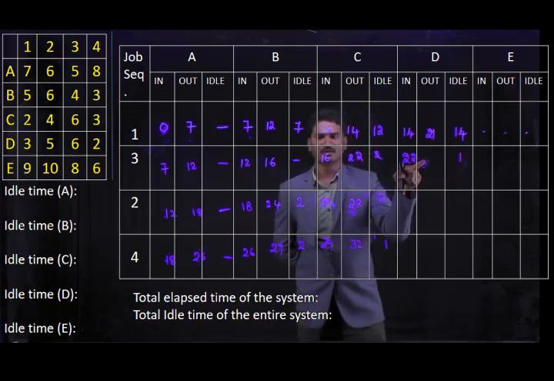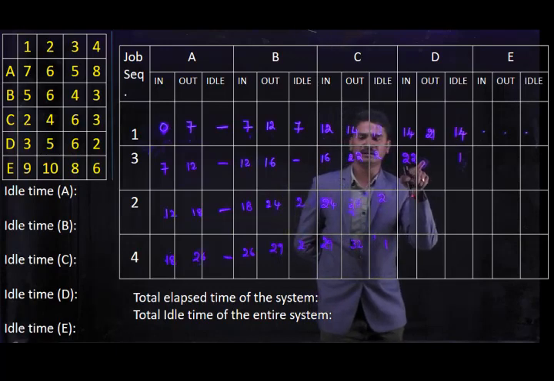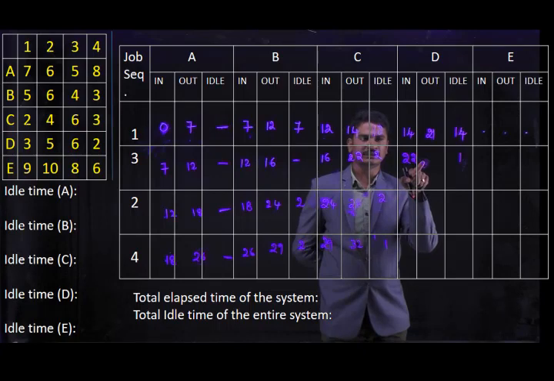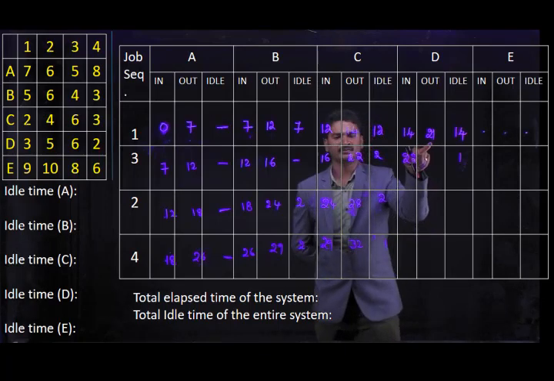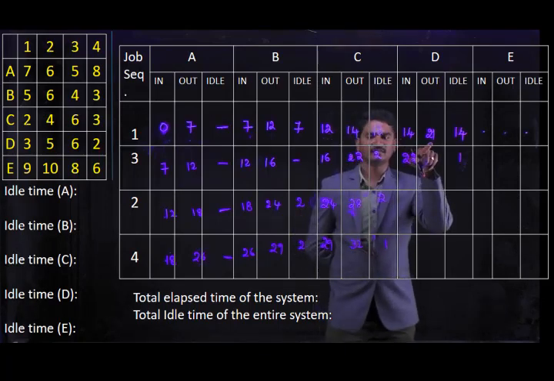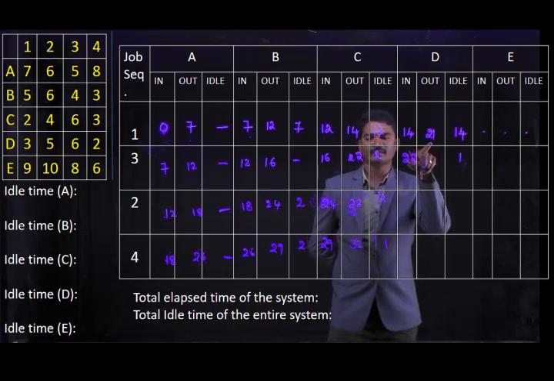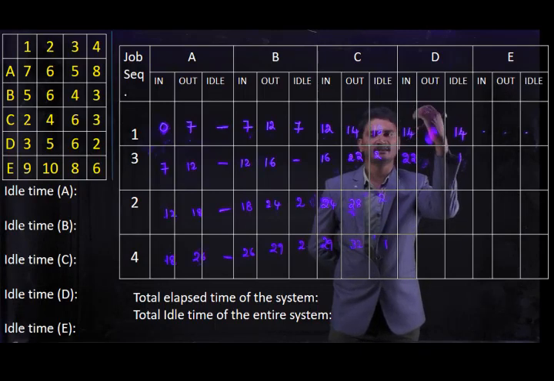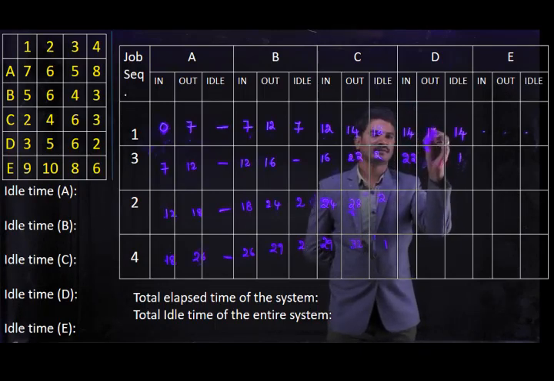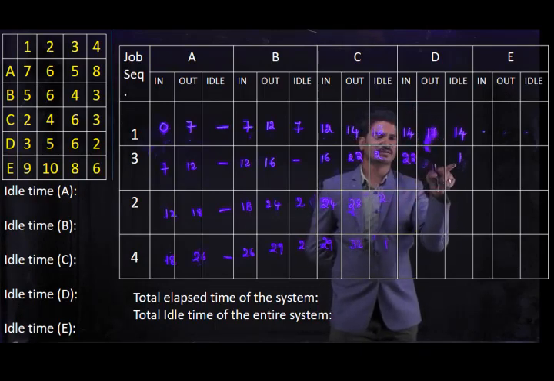So the processing time at machine D: the first job is 3 hours. 3 means we are going to take 14 plus 3, 17 only. It is 17, not 21. Here we are going to start at 22, so the idle time is 3 to 5.